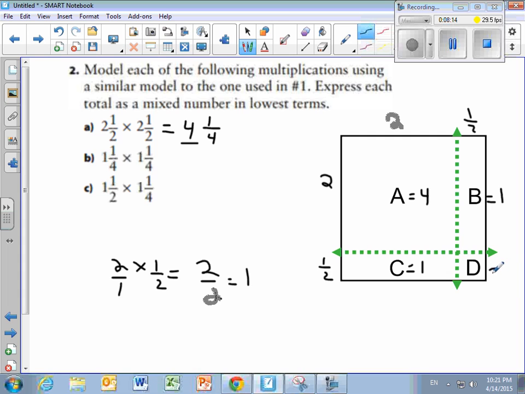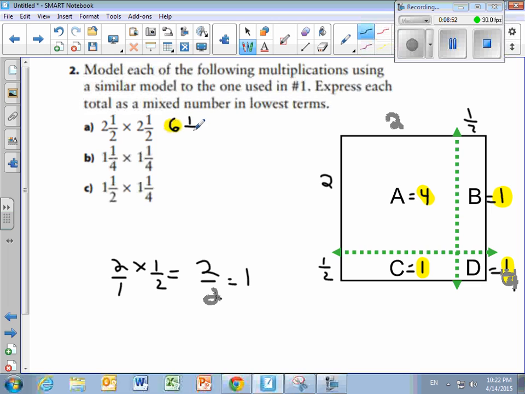So let's add them up. 4 plus 1 plus 1 plus 1/4. 4, 5, 6. The answer is 6 and 1/4. So you can see that multiplying these does not work. The answer is not 4 and 1/4. The answer is actually 4, 5, 6 plus 1/4. You should have got an answer of 6 and 1/4.